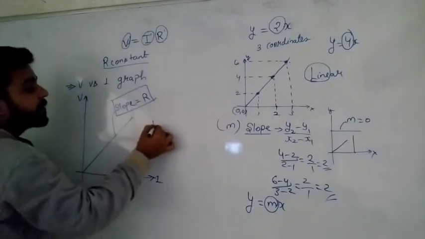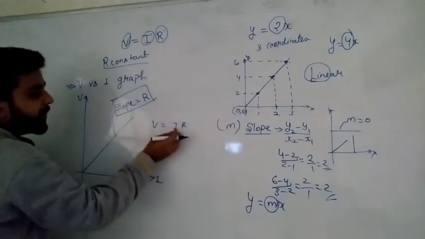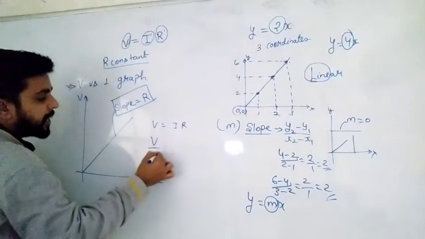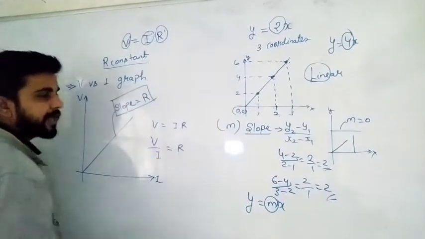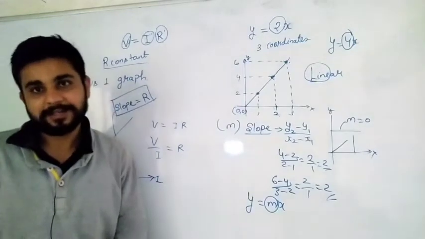Hope so you will look it here. V is equal to IR. Can I take I here? Yes. V upon I is equal to what? R. Change in voltage upon change in current is equal to what? We'll get resistance only, right? Yes sir.